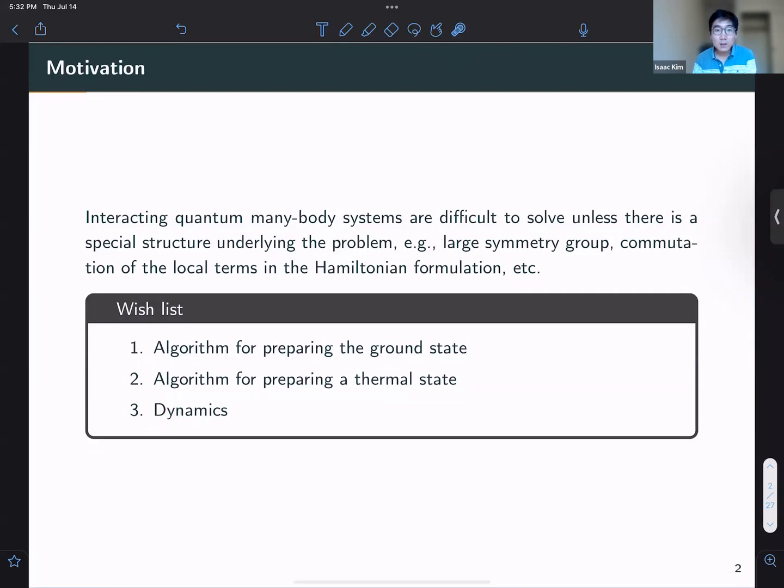And something that is extremely difficult these days is something like dynamics. If you want to simulate dynamics of a quantum many-body system on a classical computer, this is extremely costly. So much less work is done on the dynamics front compared to the ground state and thermal state, at least for the classical algorithms. But that's mostly because this is difficult. It doesn't mean that this problem is not interesting. So it'll be good to have this list of problems, some general purpose algorithms for these problems.